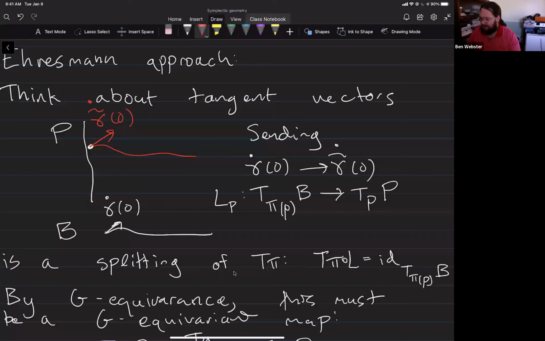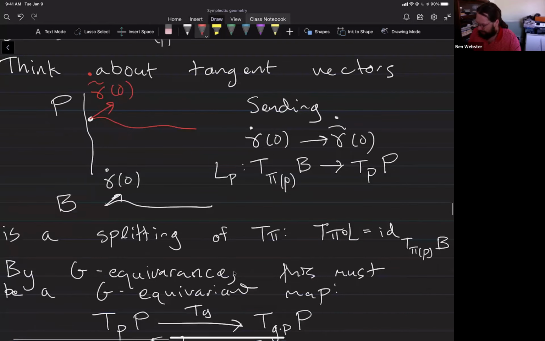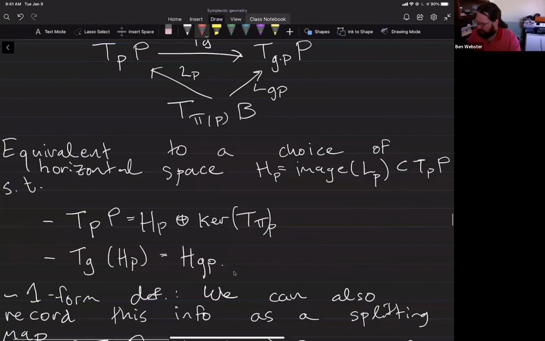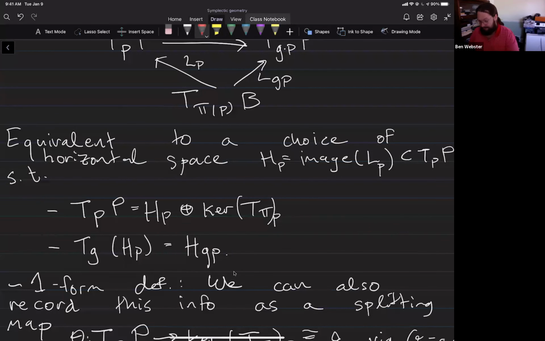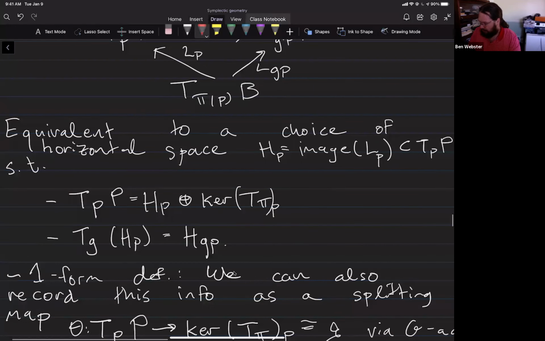But there's no canonical complement to that. There's no canonical horizontal things. That would be a section. And if your principal bundle isn't trivial, there's no choice of a section. So this is just extra information, and that's the information of the connection. And the property this has is, like I said, it's complementary to this vertical space, and it's equivariant with respect to G.